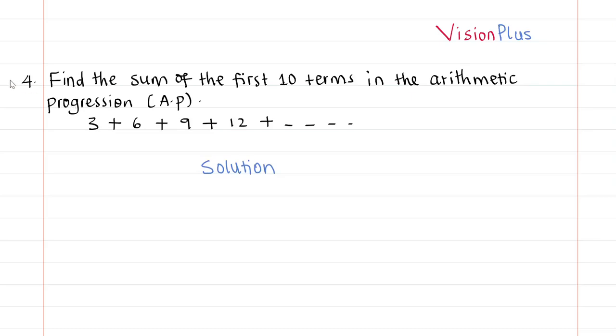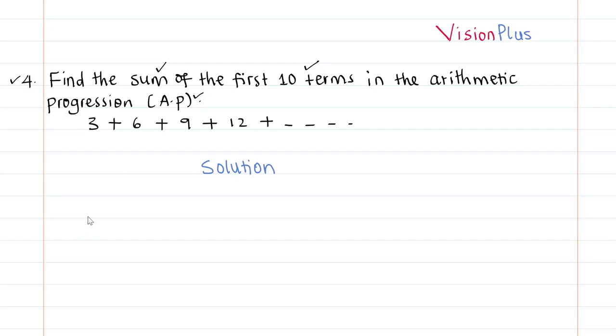And now number 4 says, find the sum of the first 10 terms in the arithmetic progression AP 3 plus 6 plus 9 plus 12 plus it continues. The question is from series and sequences, and it is asking for the sum of the first 10 terms of an AP.